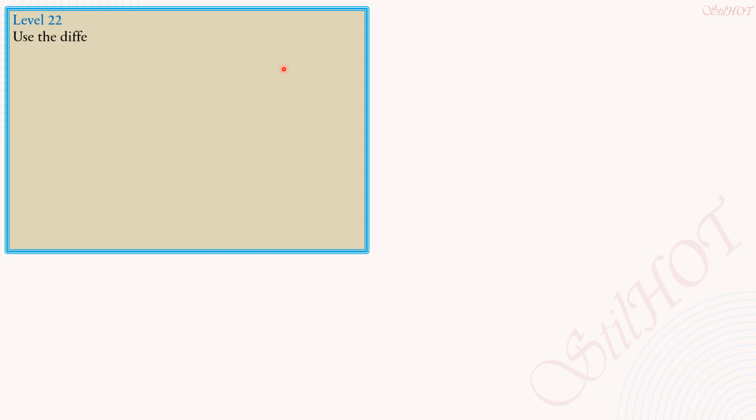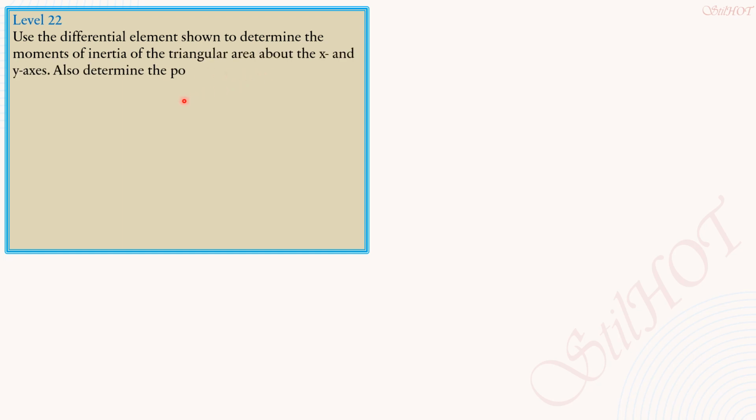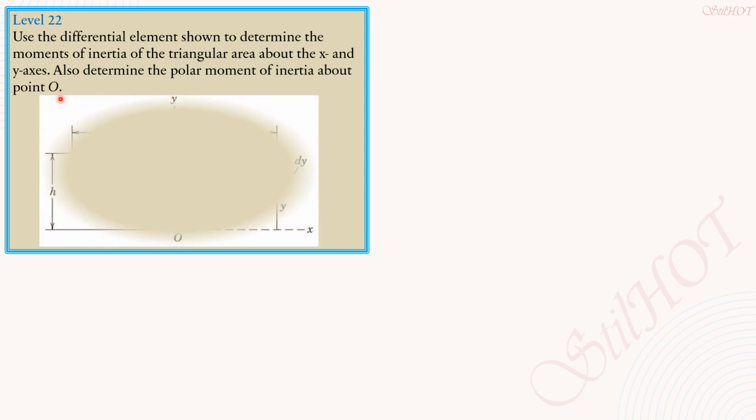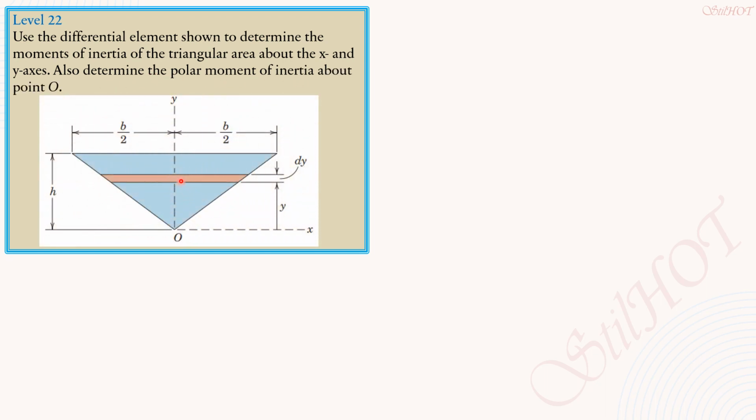Problem 22: use the differential element shown to determine the moment of inertia of the triangular area about the x and the y-axis. Also determine the polar moment of inertia about point O. So here's the given figure. So let's just follow the instruction there. Use integral calculus, but we'll check this using the already derived formula for moment of inertia of triangular area and rectangular area.